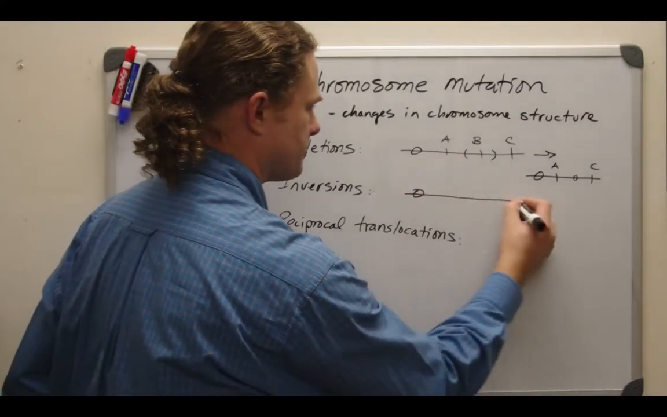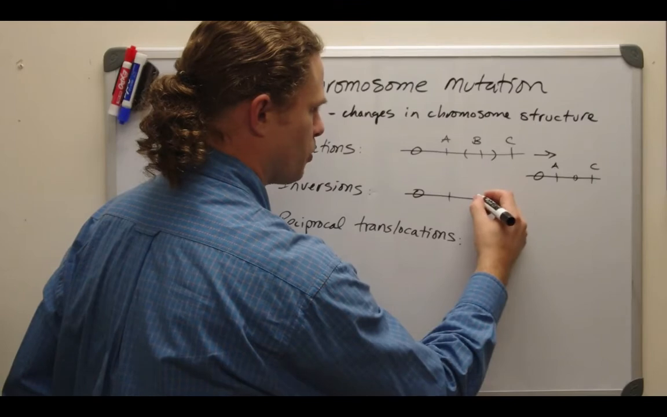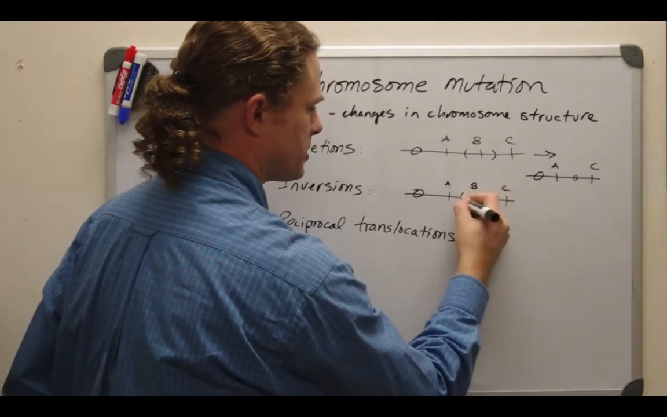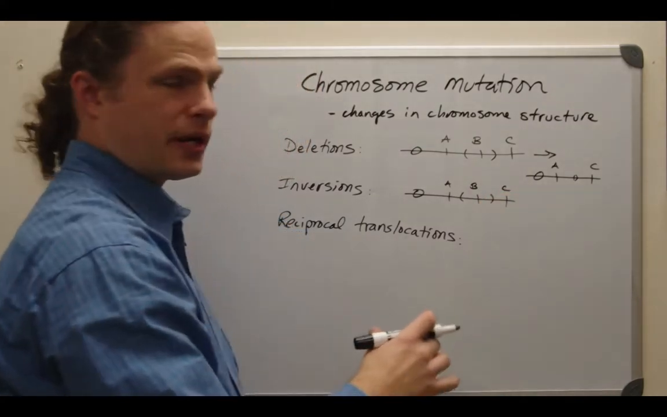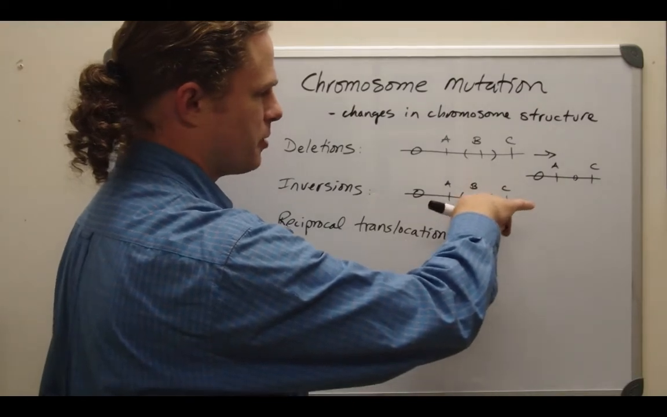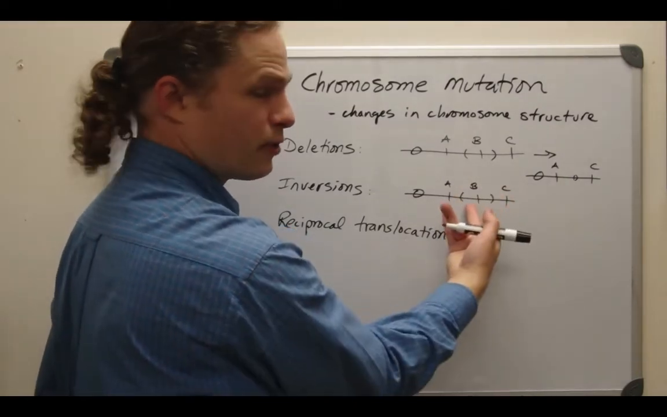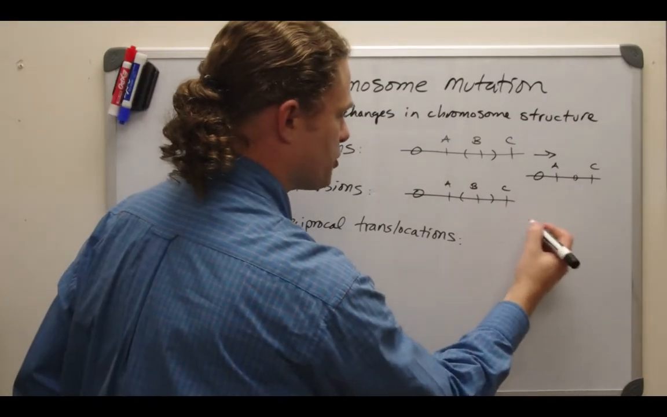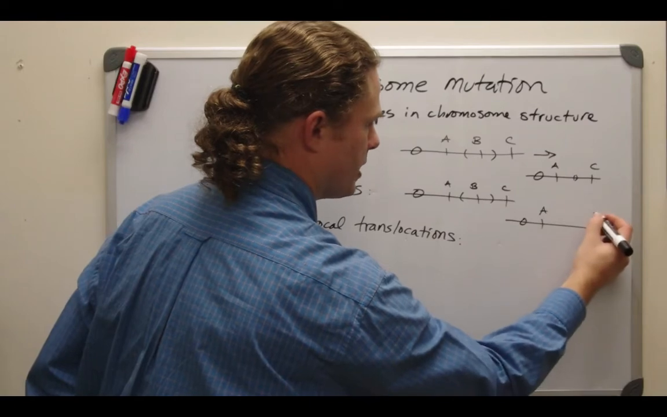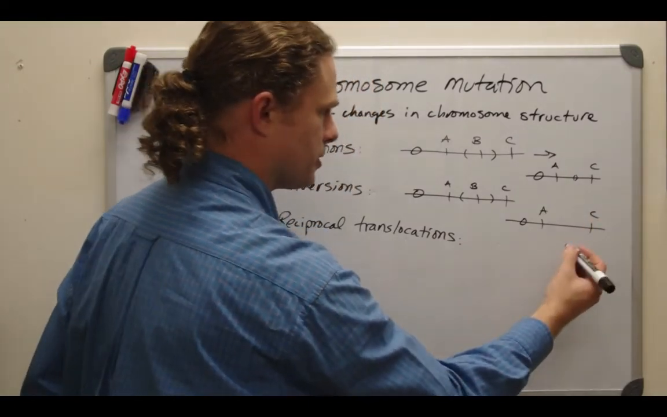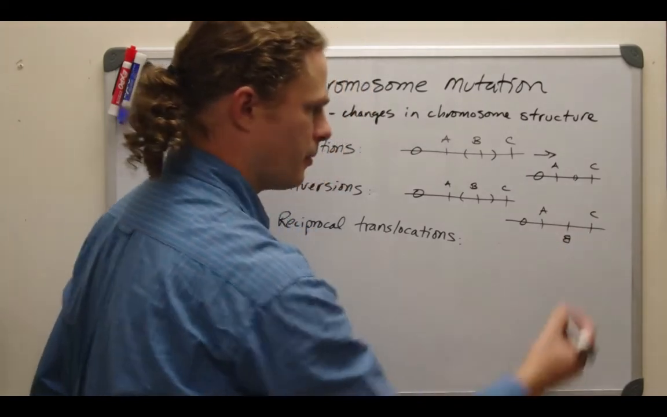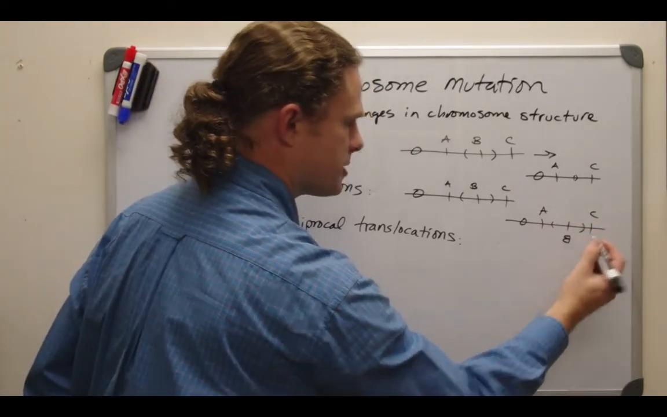Inversions, on the other hand, again affect one chromosome, but when we have breakage and rejoining, we're not losing the intervening piece. We're simply having this piece with these two breakpoints and then have it inverted and rejoin. So if we were to draw this after the inversion event, we would still have A and C in their proper locations, but we would have B now, I draw it that way, with the two breakpoints.